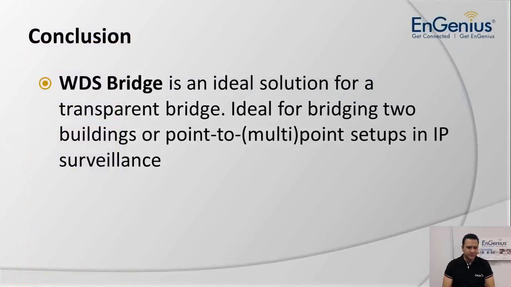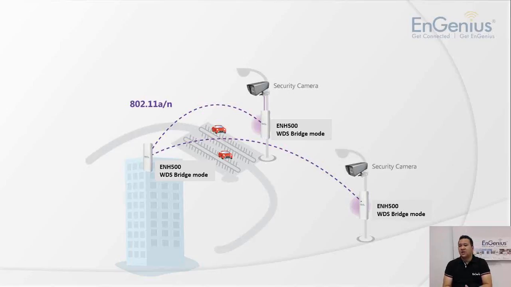So the conclusion for WDS Bridge. WDS Bridge is actually the ideal solution for a transparent bridge. Ideal for bridging 2 buildings together, or making point-to-multipoint setups in IP surveillance. So in real life, schematically, this is the most typical deployment where you want to use WDS Bridge. And maybe I could add another picture here with 2 buildings just connecting to each other with a single, pure WDS Bridge deployment.